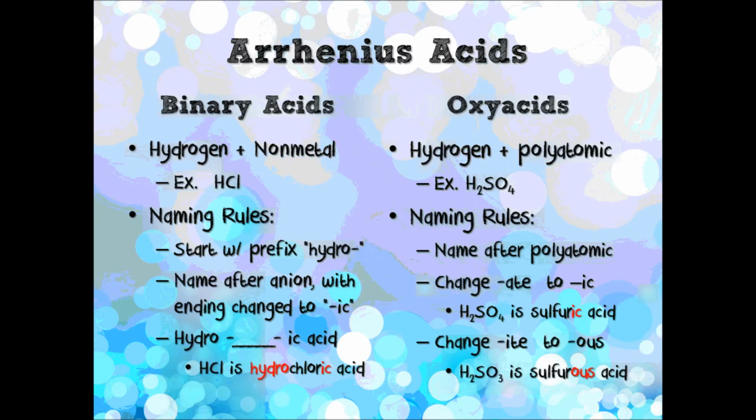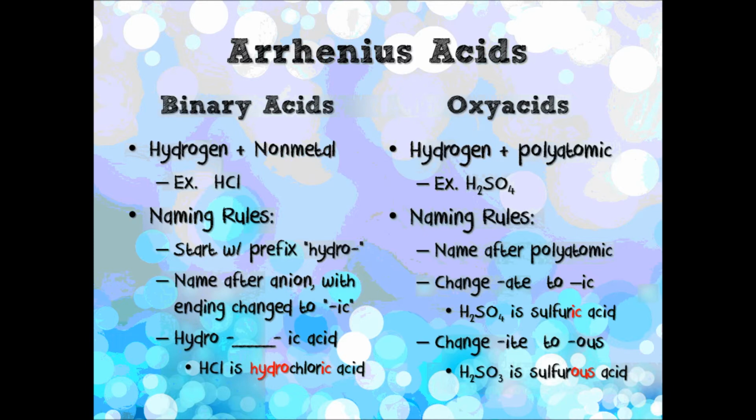Oxyacids, on the other hand, are hydrogen plus a polyatomic ion. Those polyatomic ions contain more than one element, and then of course you have hydrogen there as well, so they have at least 3 elements in an oxyacid, and they're called oxyacids because they have oxygen. Those polyatomics pretty much all have oxygen in them.